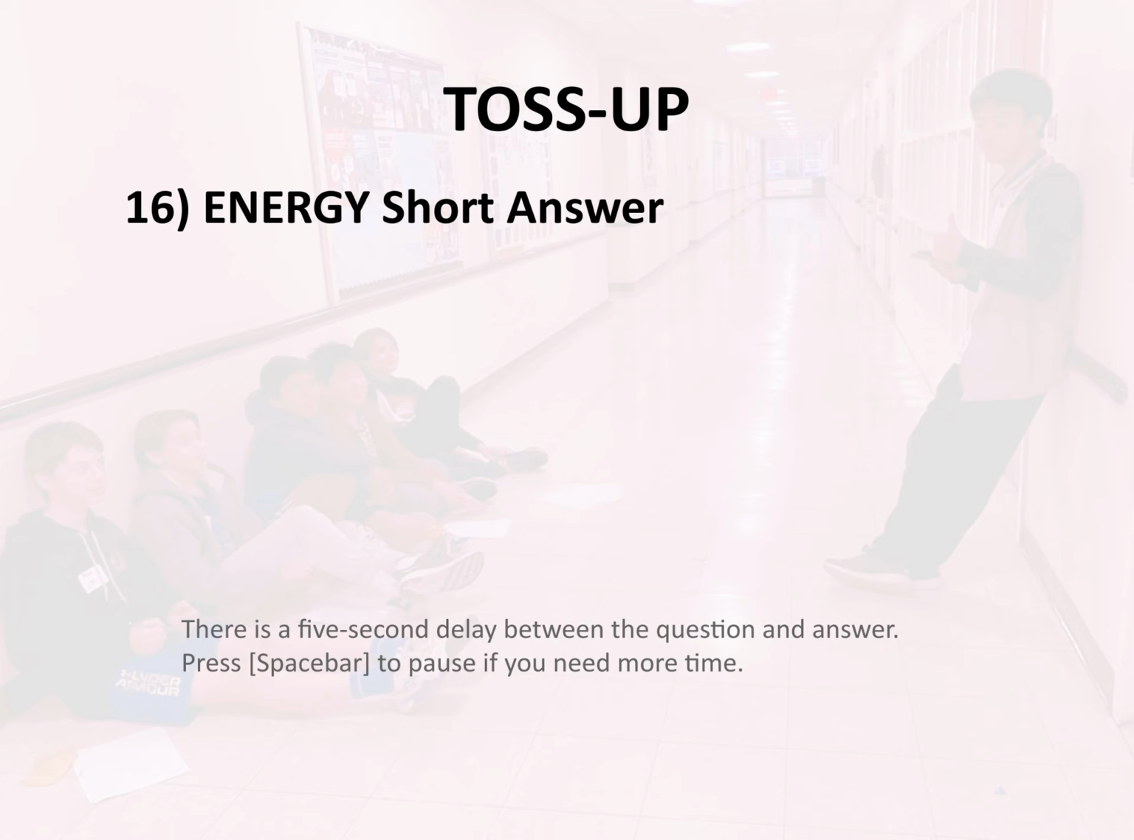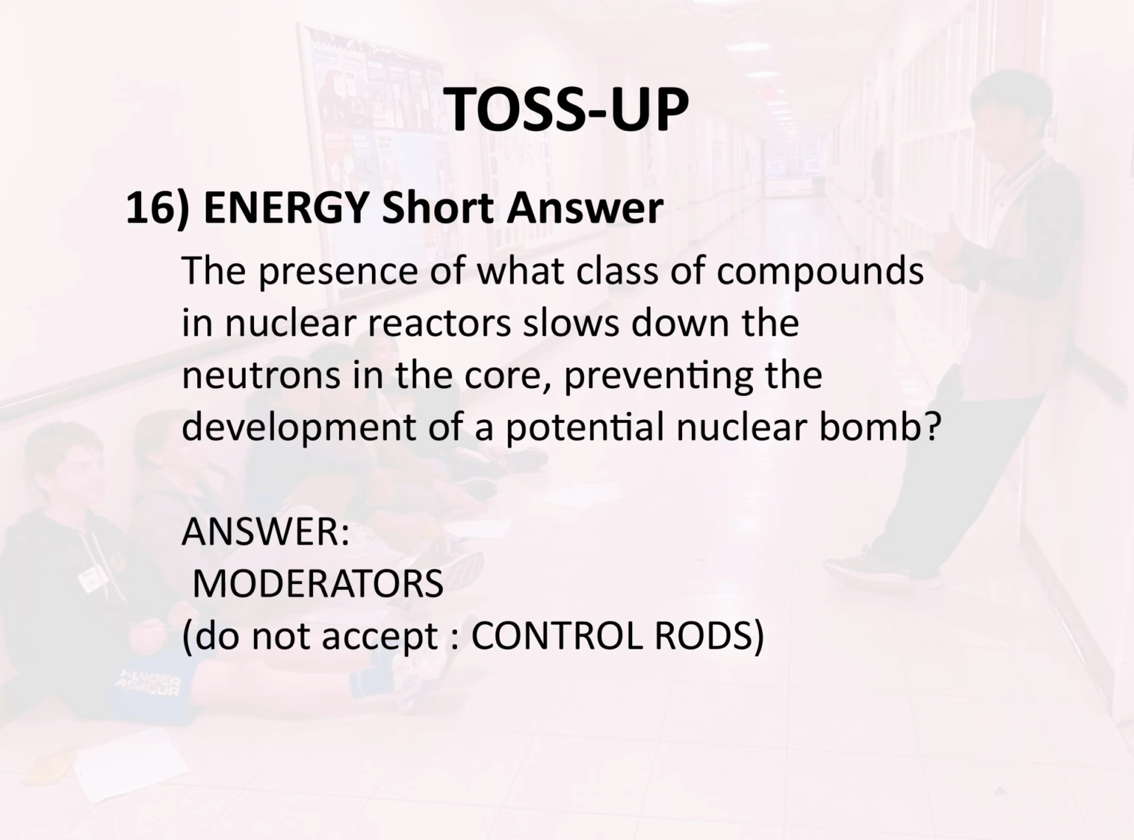Toss-up 16. Energy short answer. The presence of what class of compounds in nuclear reactors slows down the neutrons in the core, preventing the development of a potential nuclear bomb? Answer. Moderators.